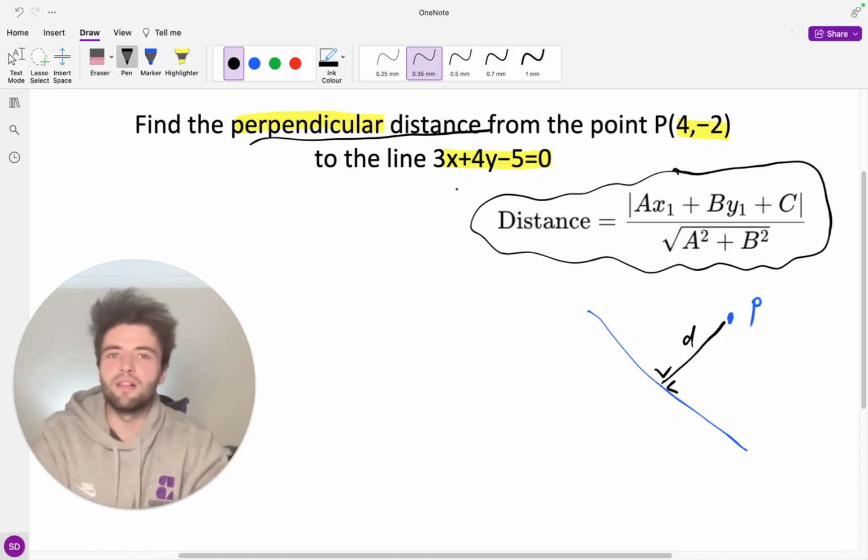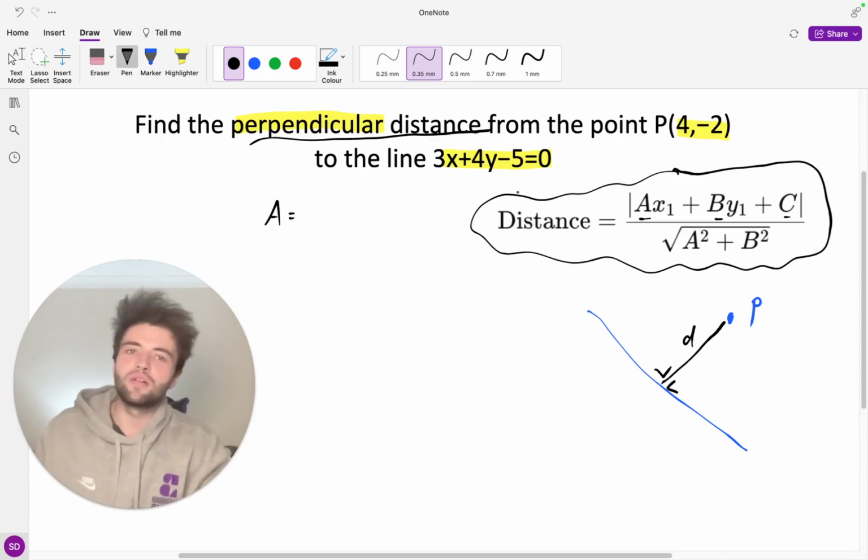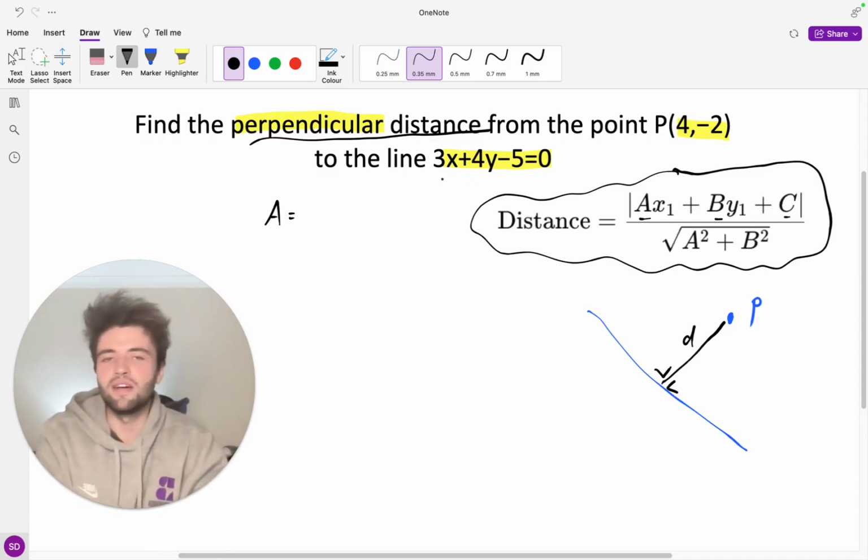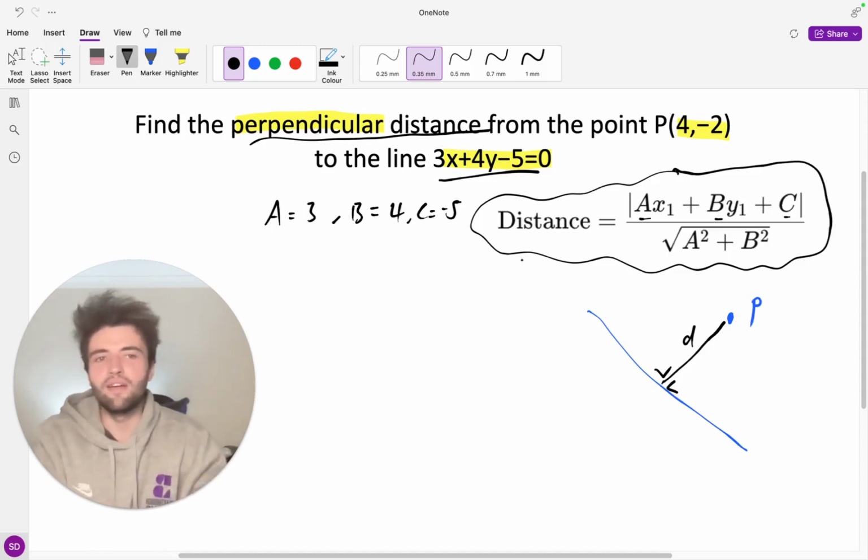So we're going to label our values A, B, and C, and also x1 and y1, to plug into this formula. Our line is already in the correct form, 3x + 4y = -5, so we don't need to rearrange anything. We just need to label A, B, and C. A is the number in front of x, which is 3. B is the number in front of y, which is 4. Finally, C is the constant at the end, which is -5. That's it for our line, fairly straightforward stuff.